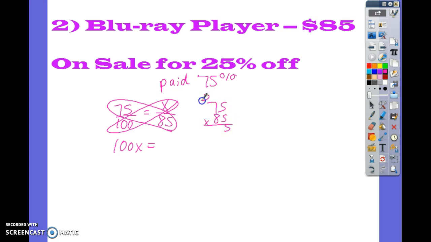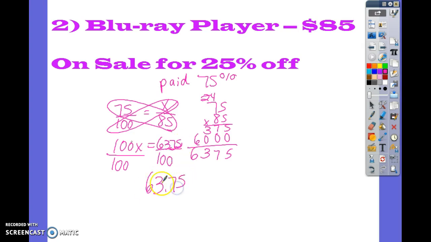5 times 5 is 25. 5 times 7 is 35 plus 2 is 37. 0 placeholder. 8 times 5 is 40. Carry the 4. 8 times 7 is 56. Plus 4 is 60. And when we add, we get 6,375. Then we need to isolate our variable. We divide by 100. When you divide by 100, your decimal moves 2 places to the left. So it's $63.75. This is 75% of the price of the Blu-ray player, so this will be the sale price.